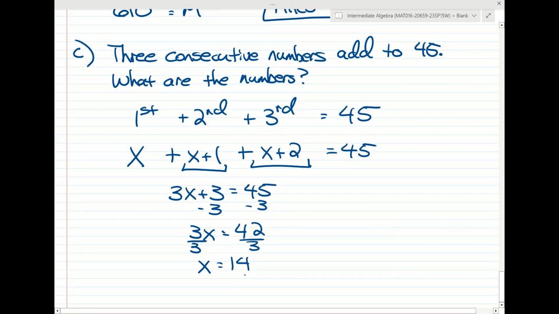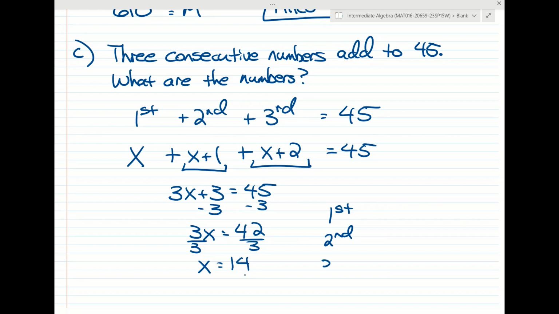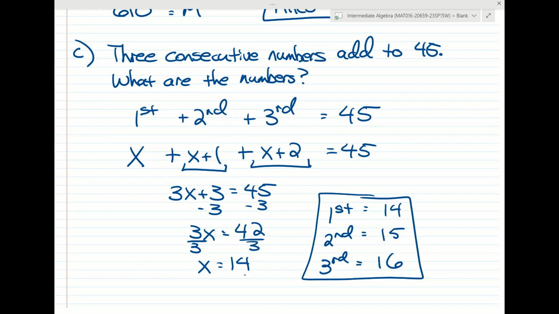Thank you. That's not the answer, right? The answer, it's asking us what are the numbers. So we have a first number, the second number, and then the third number. So 14, 15, 16. If you add those numbers together, you'd get 45.